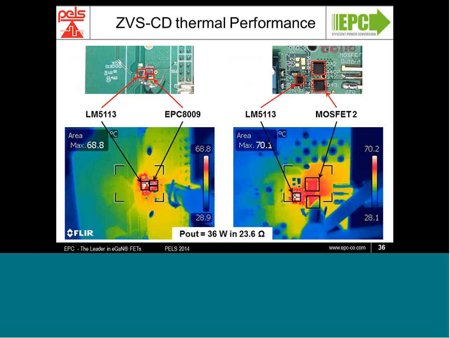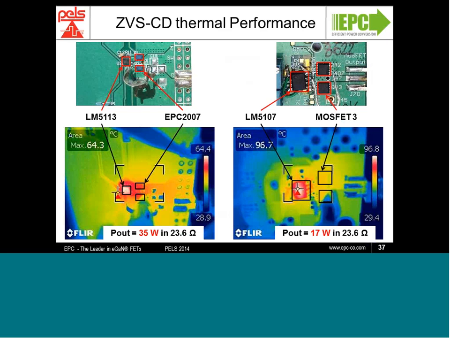For the other two devices, the EPC 2007 compared to MOSFET number 3, we have very dissimilar performance results. We had to use a comparable gate driver that can operate the MOSFET at 10 volts. Both gate drivers have built-in bootstrap circuits, and you can see on the left we have the GaN FET operating at 35 watts, and the MOSFET was only able to do 17 watts and was already exceeding 95 degrees C in the gate driver.